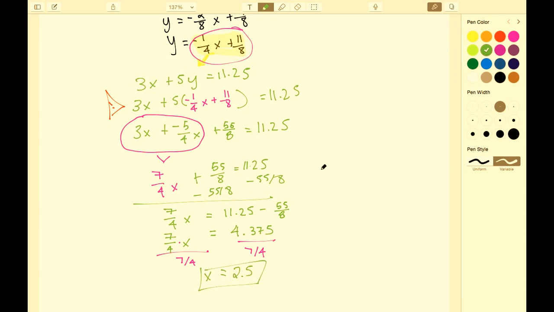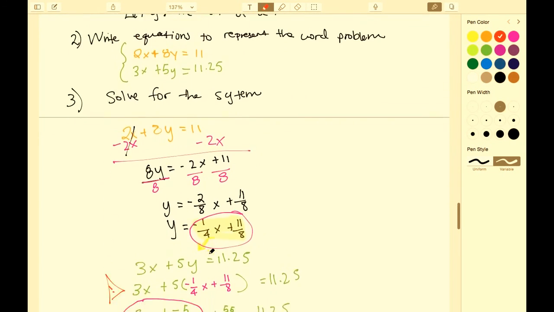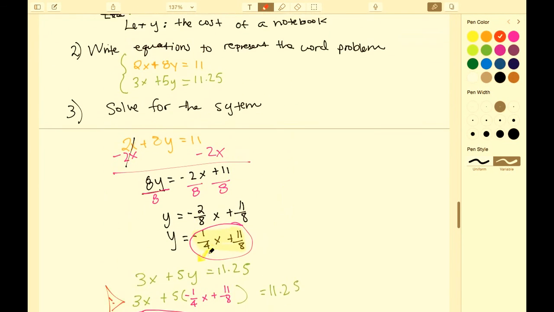Whew, that's a lot. It's a lot. I understand. So if you got a little confused or lost, make sure you know that this has room for lots of errors. Okay, but we're still going to follow the same process, and we're going to substitute x back into one of our equations.